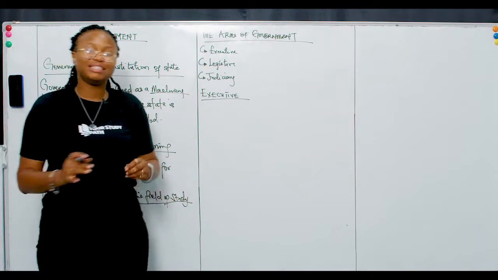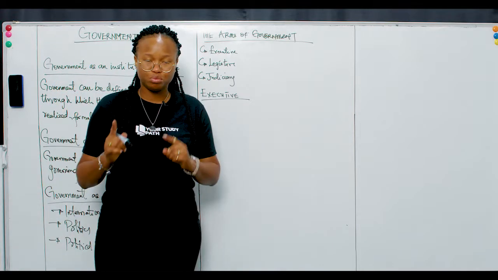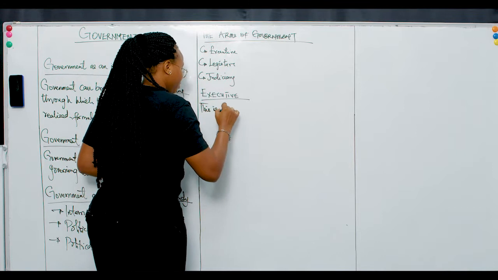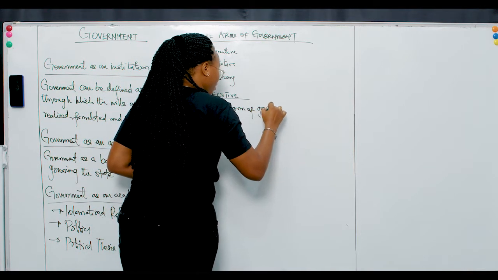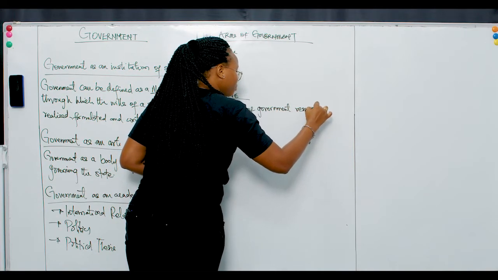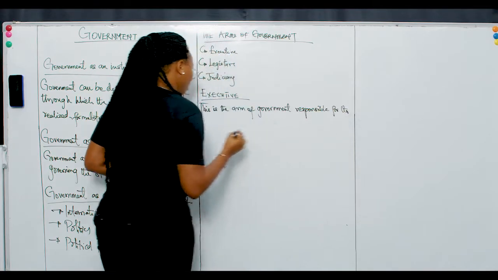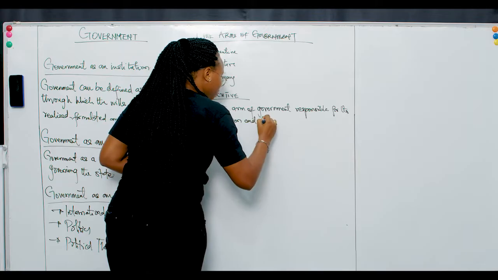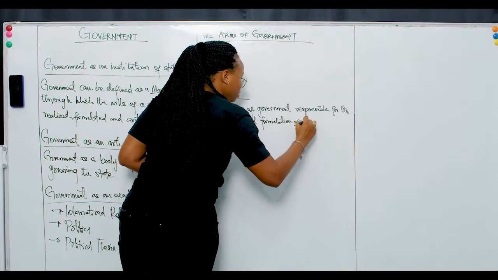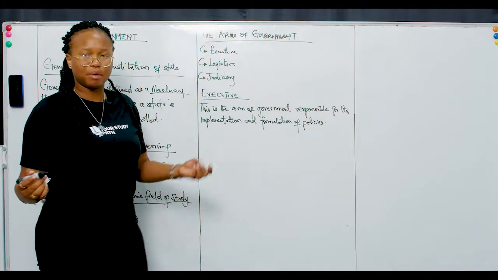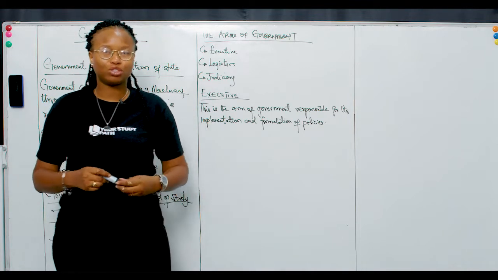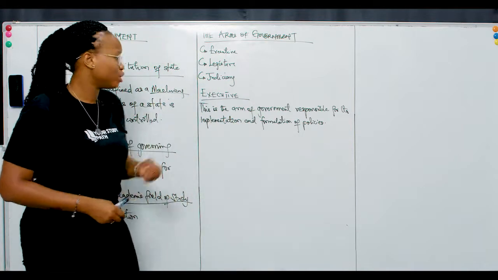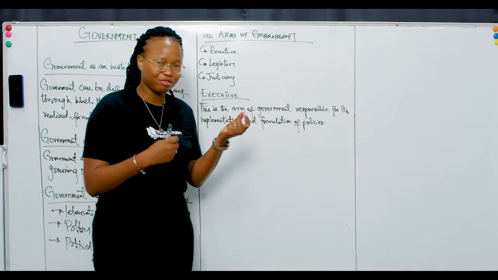Who are the executives? We said the executive is an organ or arm of government responsible for the implementation of policies. So we said this is the arm responsible for the implementation and formulation of policies. So you might ask yourself, what exactly are policies? Policies are slightly different from laws because they are sort of rules and guides given to control the affairs of whatever it is the policy was created for. So the major function of the executive arm of government is to implement and formulate these laws.